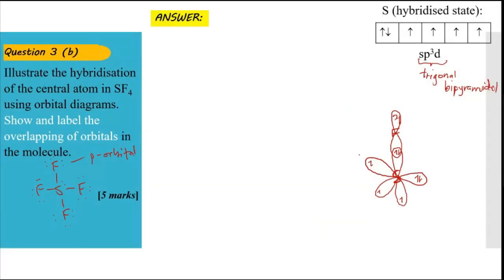Alright, same goes to here. You have to put the dumbbell shape, label the atom, pair up the electron, and label the orbital. All orbitals must be labeled. This one also same thing. Put F here, 2p orbital, and then pair up electron. This one also same thing. Okay. It should be more or less the same size. Cannot be too big or too much smaller. Fluorine, 2p, and then like that.